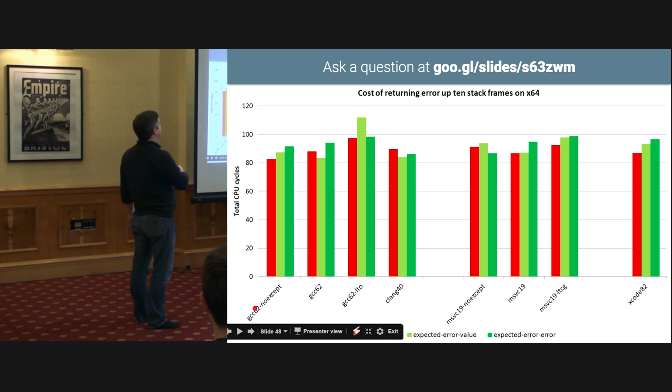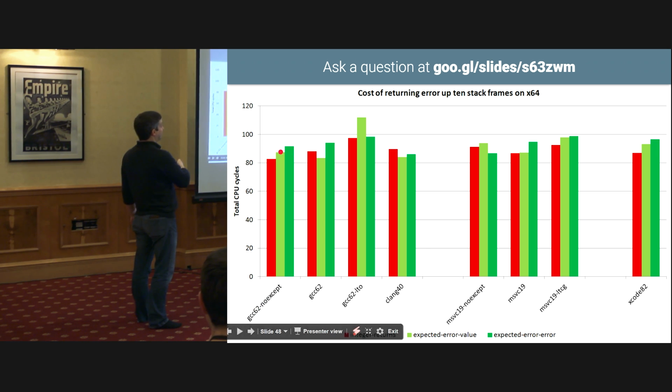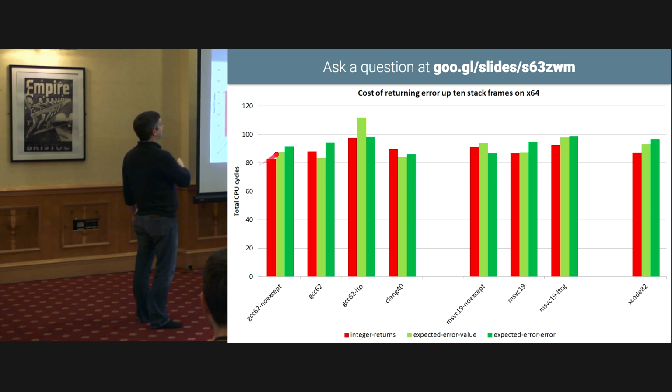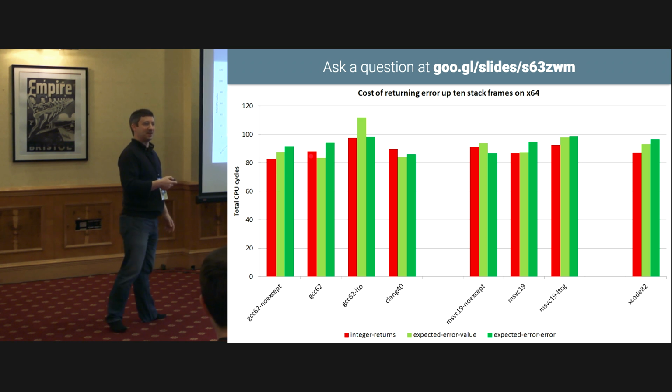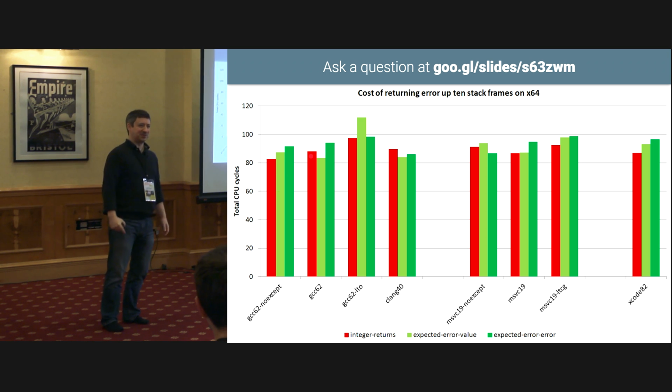You'll see here that on GCC with exceptions disabled, they're the fastest. Expected with a value is slightly slower, and expected with an error is slightly slower again. But we're talking here 1 CPU cycle or 2 CPU cycles. I think we can probably live with the added overhead. I don't know, maybe some people here would go, no, 2 CPU cycles is too much.